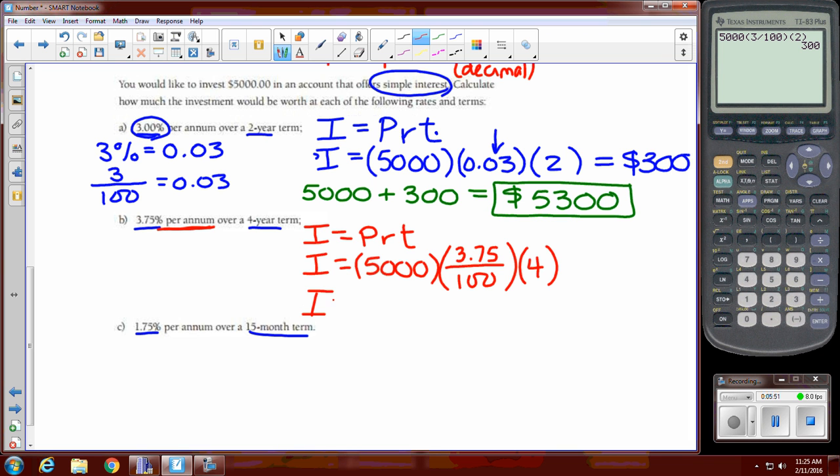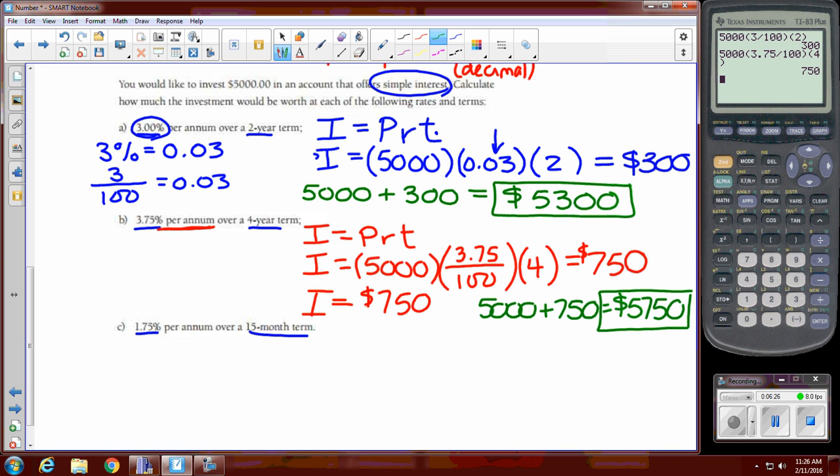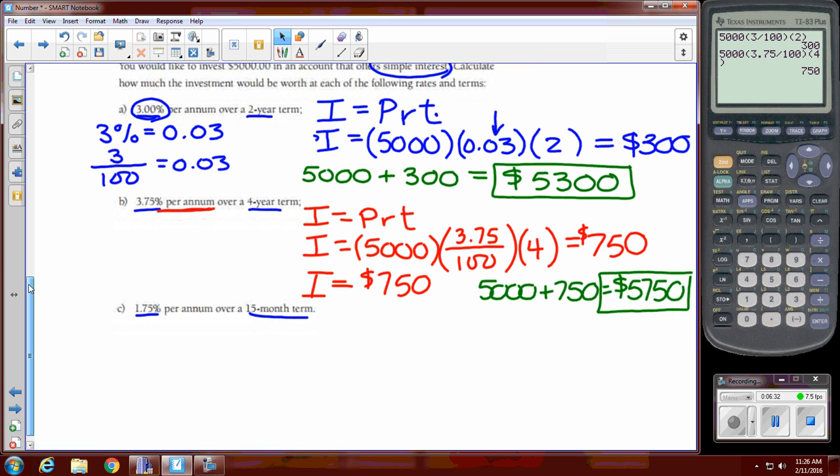And looking at our work again, showing you how it would look on your calculator, 5,000 times 3.75 divided by 100, which would give us the decimal for that, times 4, which means after 4 years in this account, we'd have $750 interest. So $750. And again, they're saying, okay, how much does that actually turn out to be? Well, we started with $5,000. We're adding the $750. So at the end of 4 years, we'll have $5,750. So the bank pays us $750 to have our money in their bank account for 4 years based on that interest rate.